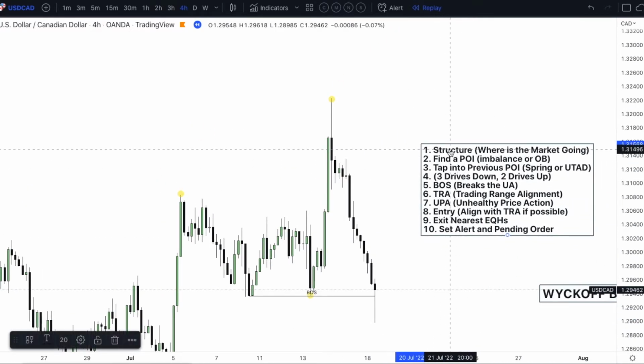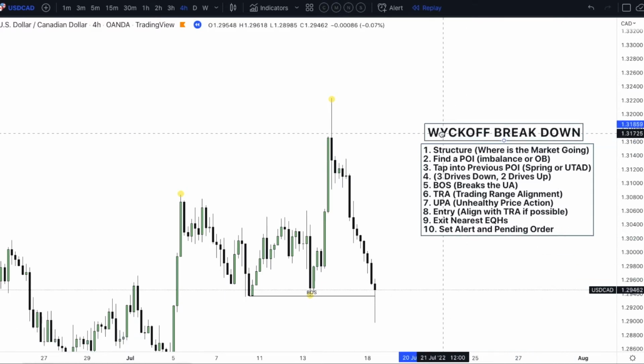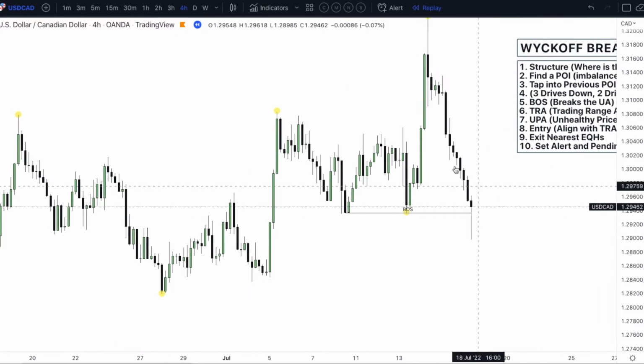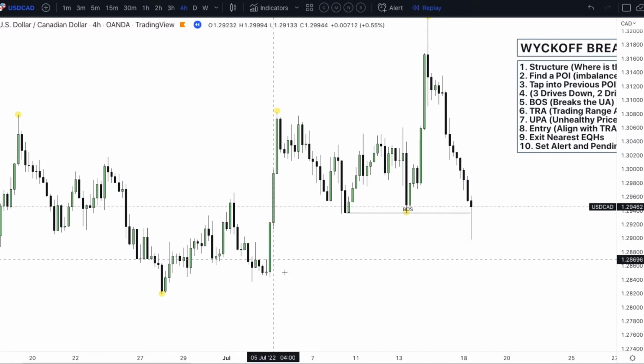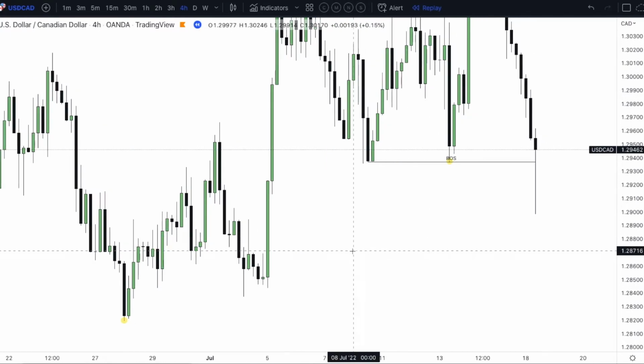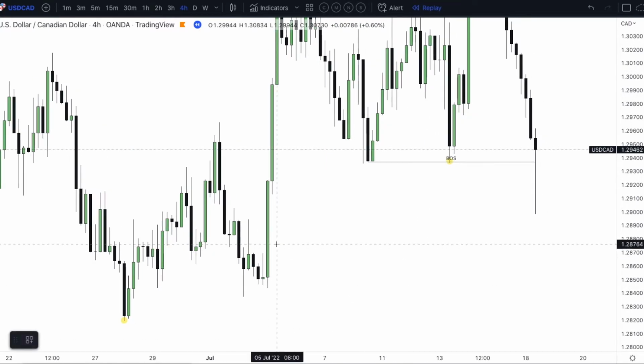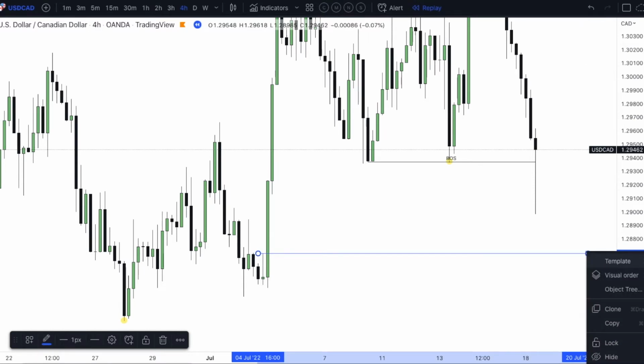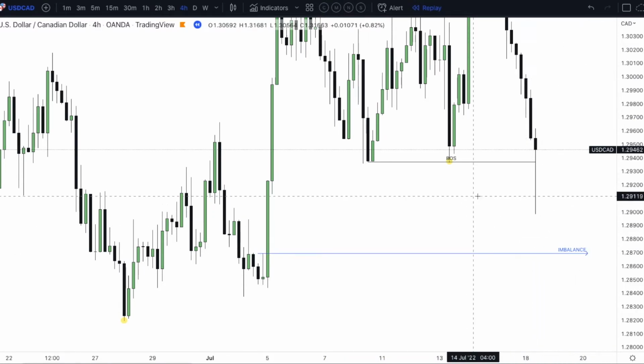So number one, we found structure. Okay. Next, it says find a POI, which is considered an imbalance or an order block. So if we're looking at this and we see that price is coming down, we can clearly see in this area here, we have an imbalance that price can possibly bounce off of. So we'll notate that here. This is an imbalance.